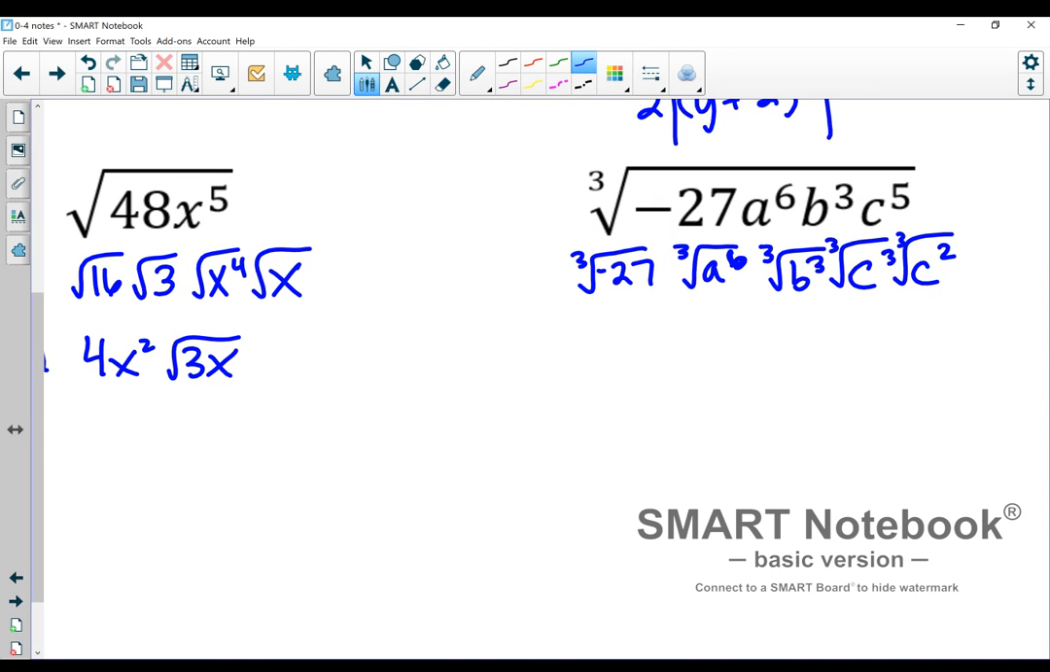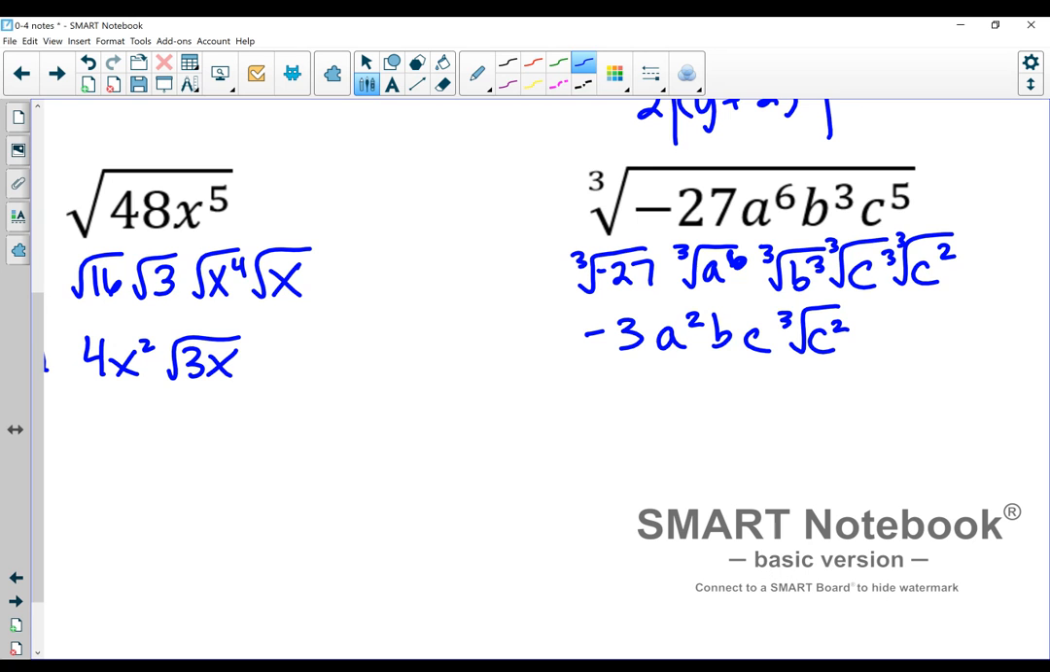So let's see, cube root of negative 27 is a negative 3. I would have to multiply an a squared times an a squared times an a squared to get that. So this is a squared. This one's just b and c, and we still have a cube root of c squared. And because I have an odd root, no absolute values, nothing to worry about.